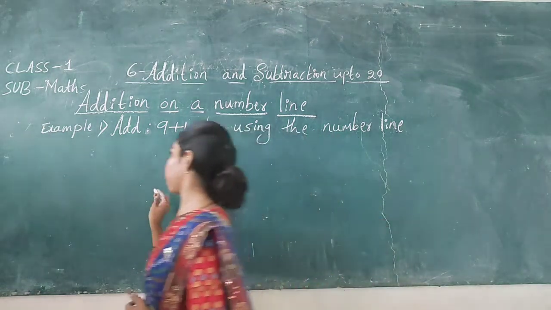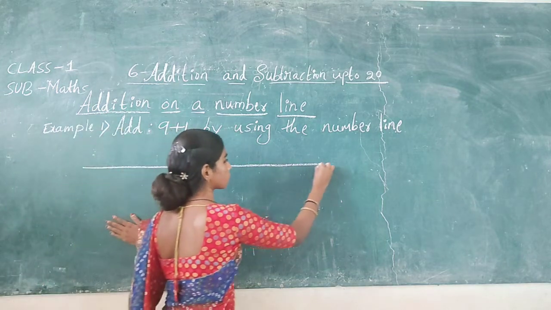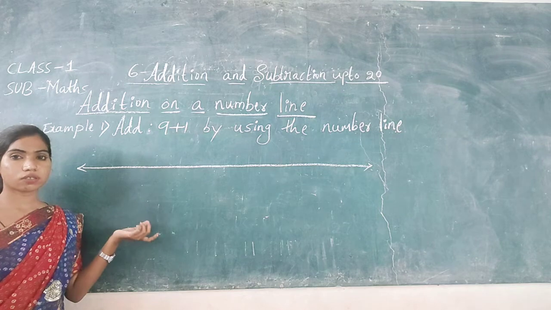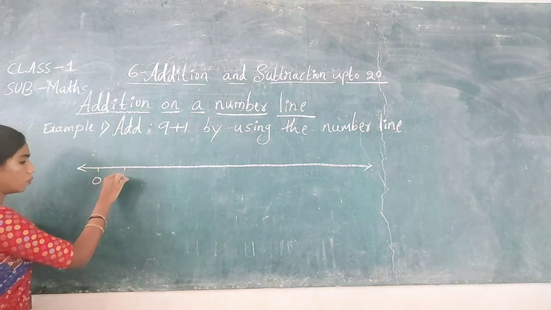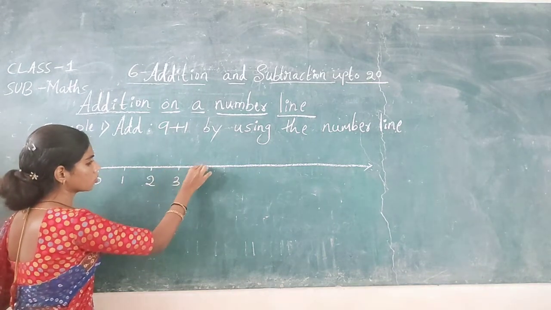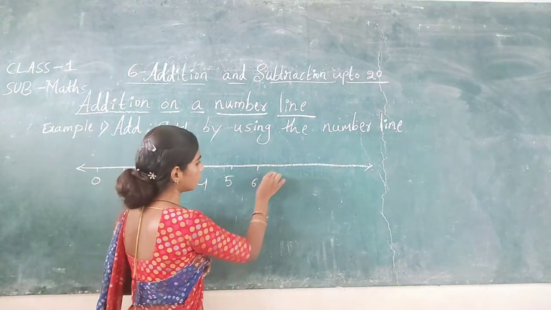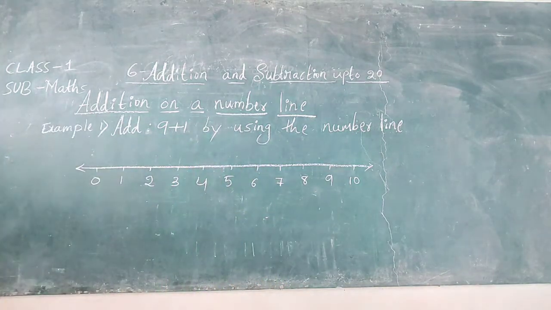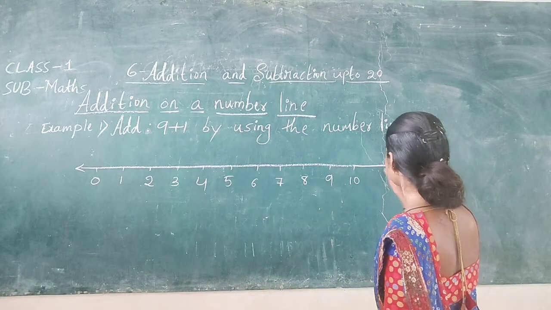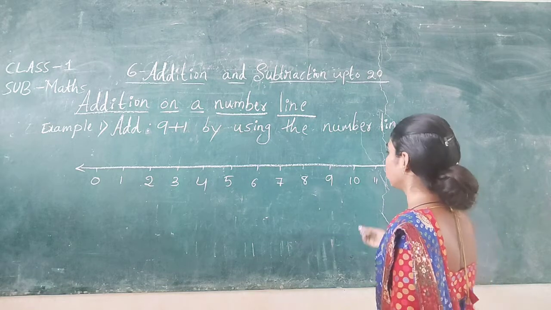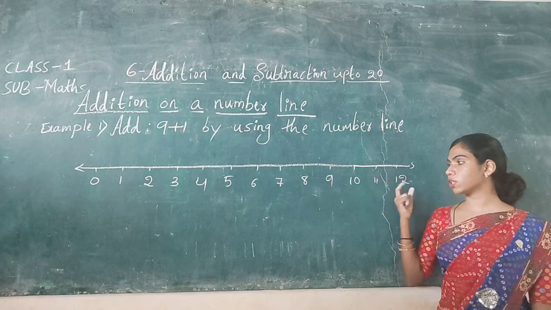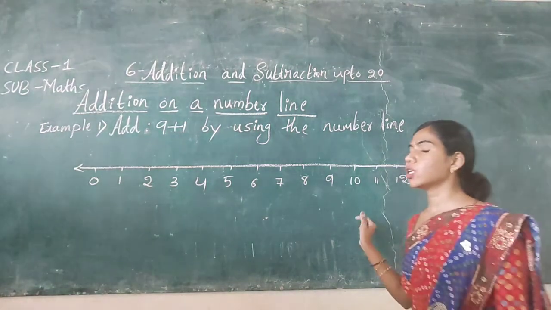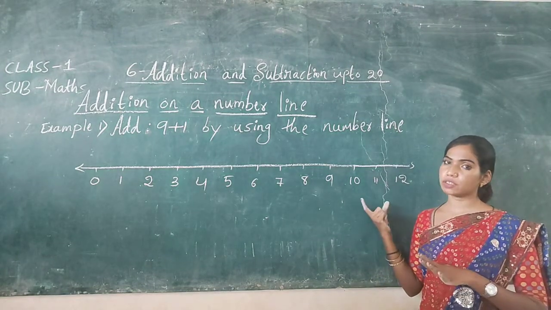So first we draw the number line. It is a number line. And write the numbers from zero on the number line. 0, 1, 2, 3, 4, 5, 6, 7, 8, 9, 10. There is no limit to write the numbers on the number line. But here I have written the numbers from 0 to 12 only.